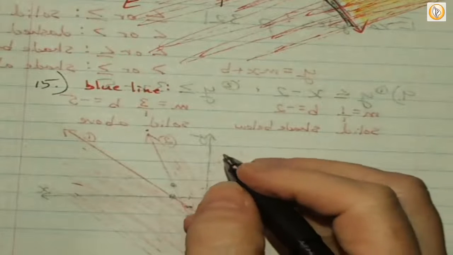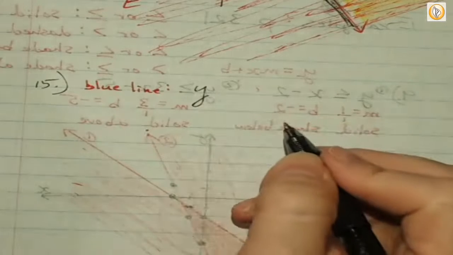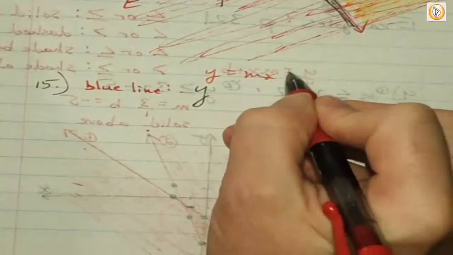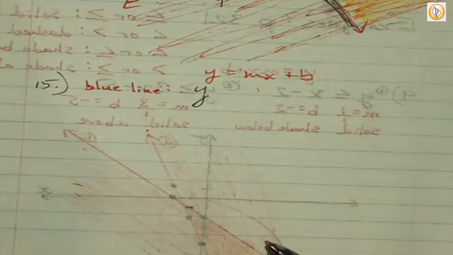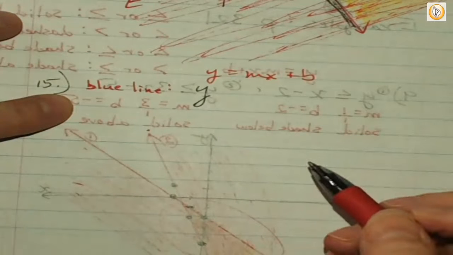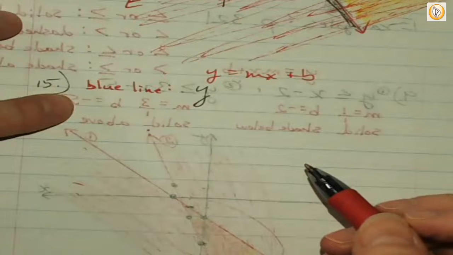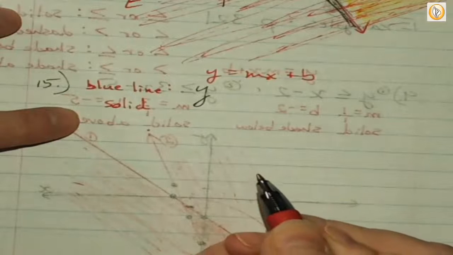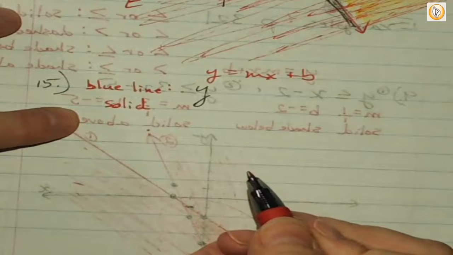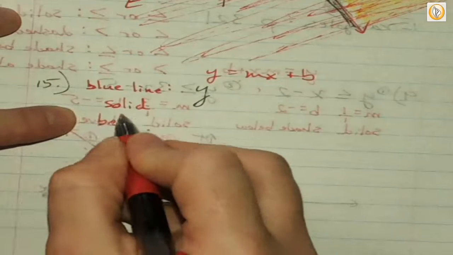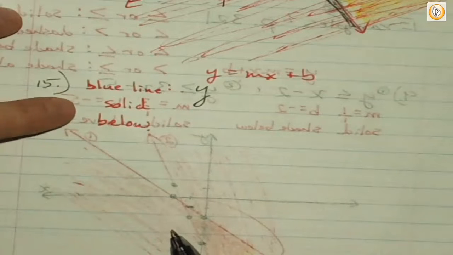First of all, we know it's always going to be y. Well, not really, it could even be an x, but we're going to go with y. It's going to be some format of y equals mx plus b is what they're looking for, right? So, blue line. Is it solid or dashed? It's solid. Is it shaded below or above? Below. That's right. It's shaded below. So that's going to help us right there.